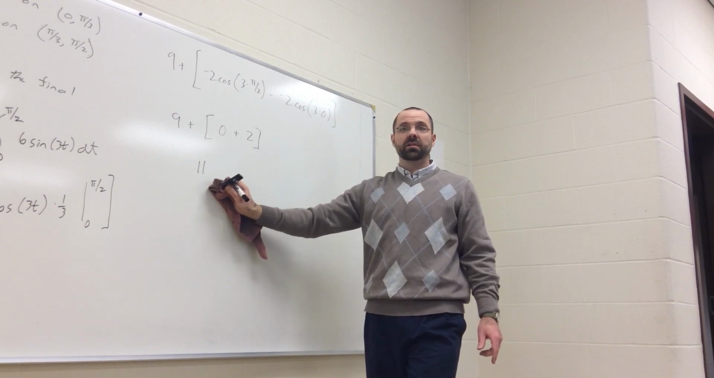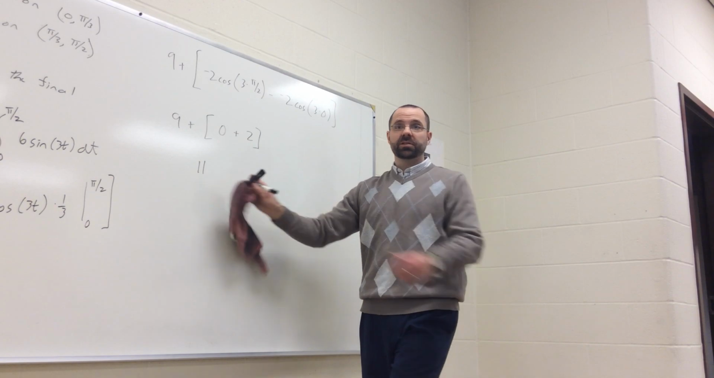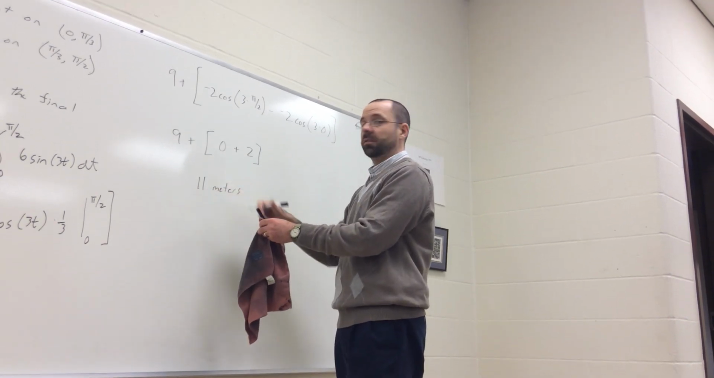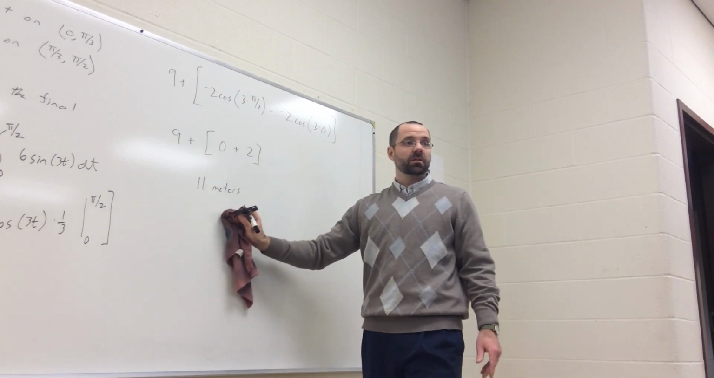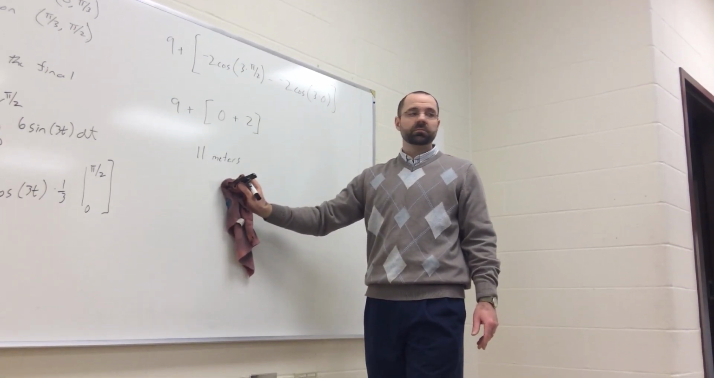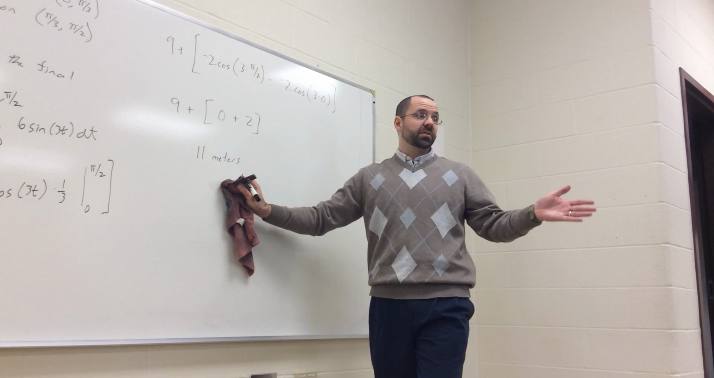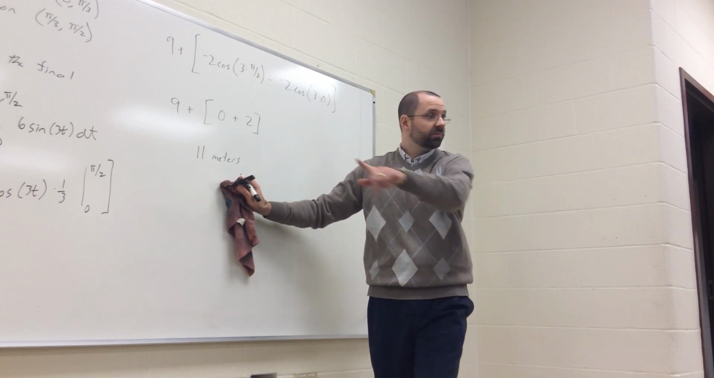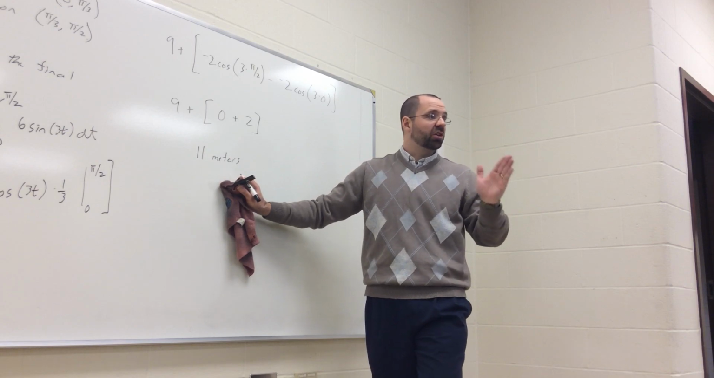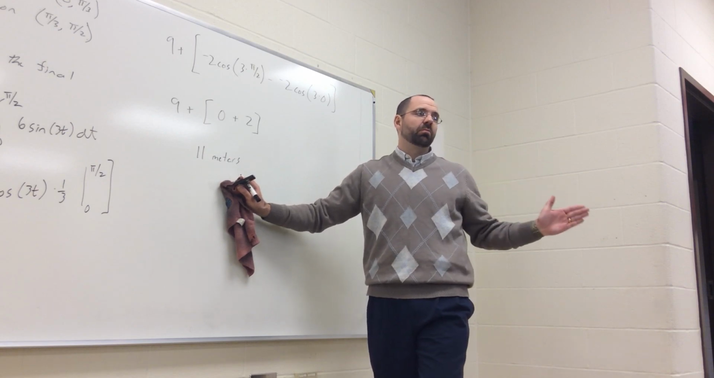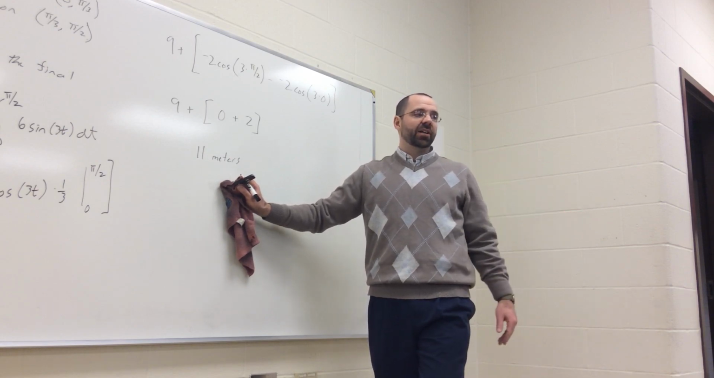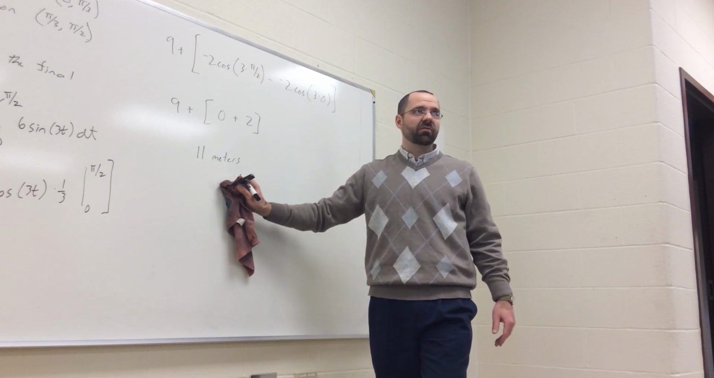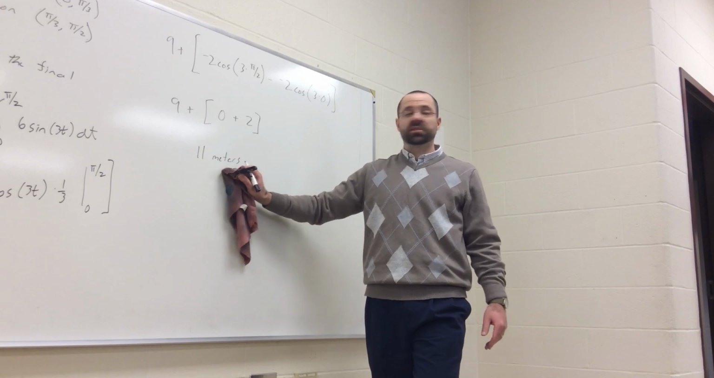What would the label be? 11 meters. And that means what? That was the final position, not the total distance, but the final position. So I started at meter marker 9, and now at the end I'm at meter marker 11. It's the final position, AKA S of pi over 2 is 11.